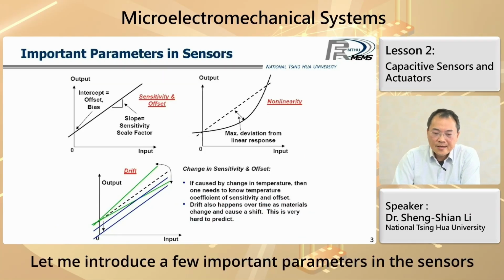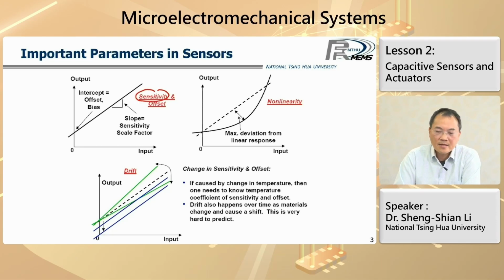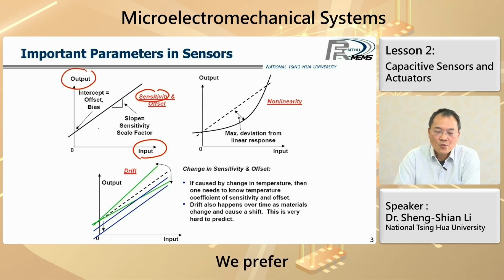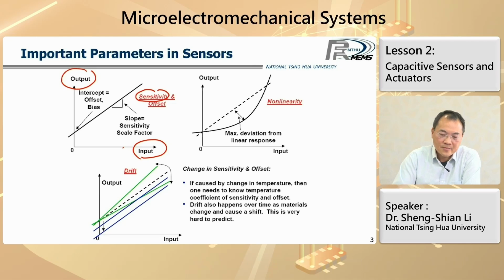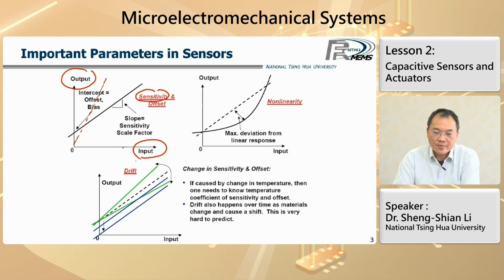Let me introduce a few important parameters of sensors. First, very importantly, sensitivity. If you have the input physical phenomenon you would like to measure, it will generate the output signal, right? We prefer a small input to get a large output, right? For example, it's like you want to find a job that can earn you a lot of money. So you are looking for a very steep I/O relationship. So sensitivity is actually the slope.